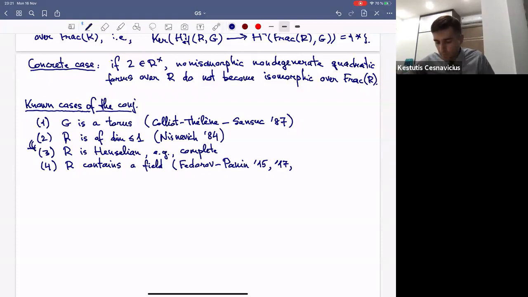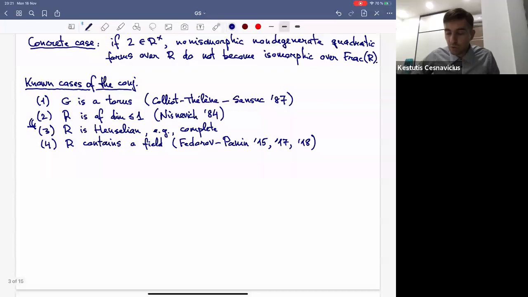So any equicharacteristic case, and Fedorov later simplified this argument in the equicharacteristic. Anyway, so the case when R contains a field is known. Beyond that, the main open case is mixed characteristic, and in mixed characteristic there are some sporadic cases known, but again, let me not be exhaustive here.